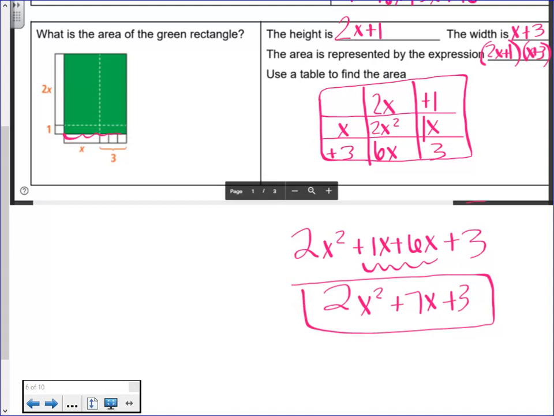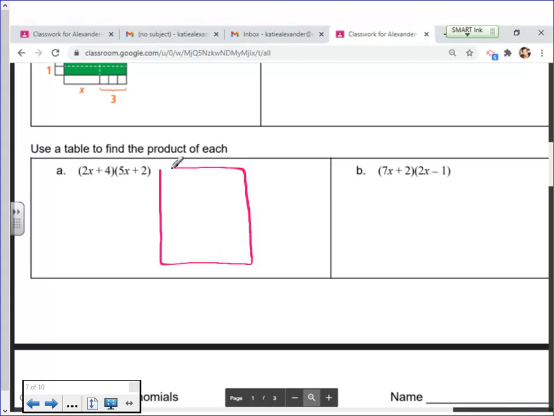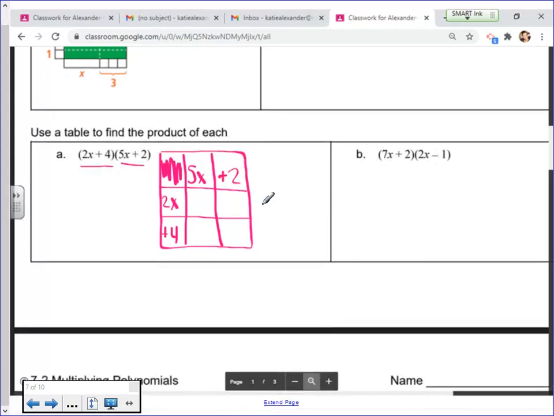All right, moving on. It says use a table to find the product of each. Remember, you're doing a 3 by 3 table, so I'm going to go ahead and draw that now. 3 this way, 3 the other way. This block box is not going to be filled in. So the first box, I'm just going to do this one first, 2x plus 4. It doesn't really matter which one you do that in, but I'm going to do it right here. Then I'm going to do the other one, 5x plus 2. Now all I have to do is the multiplication.